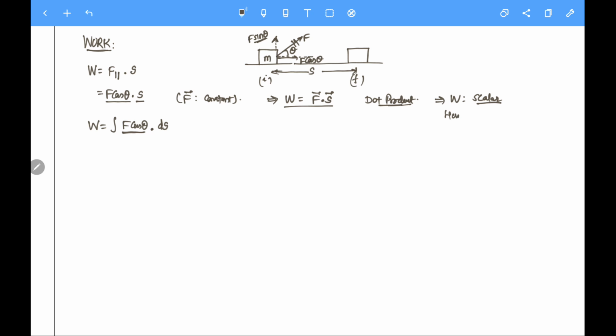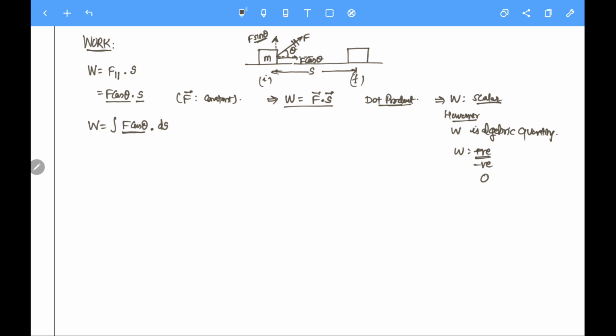However, we say work is an algebraic quantity. That means it may be positive or negative or zero. So if we have to find the work due to a number of forces, then we have to calculate the works due to the individual forces and then add them algebraically to get the net work.